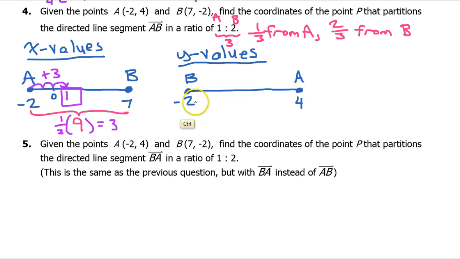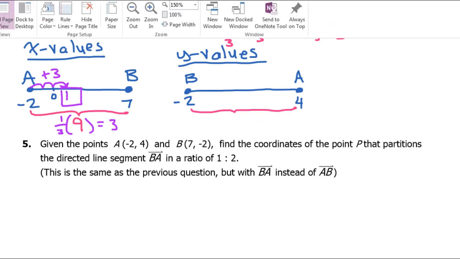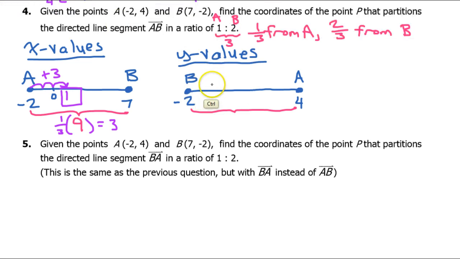Okay, so now, what is the total distance from -2 to 4? And understanding that there's a 0 in here somewhere, okay, let's say that was 0. So I have 2 to the left, 4 to the right, that's a total of 6. Total of 6.